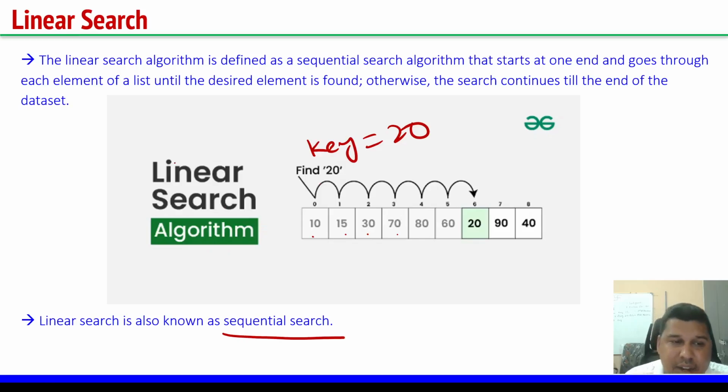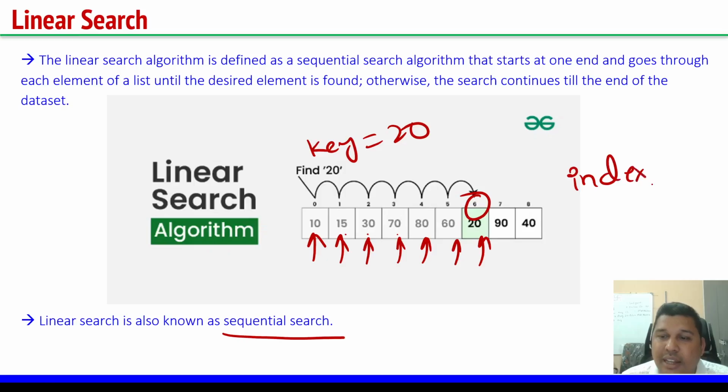Linear means we do it in sequence. First check the first element, no. Second element, no. Third, then fourth, then fifth, sixth, seventh, you found it. Once you find it, you return the index of the location of that particular element. Wherever the element 20 is found, you will print its index value. This is the linear search algorithm.